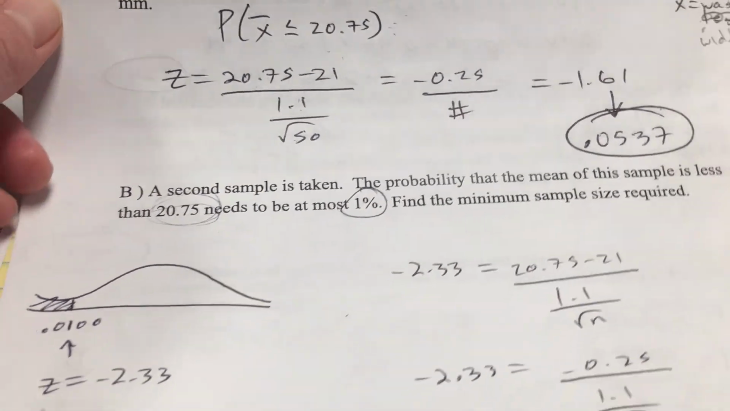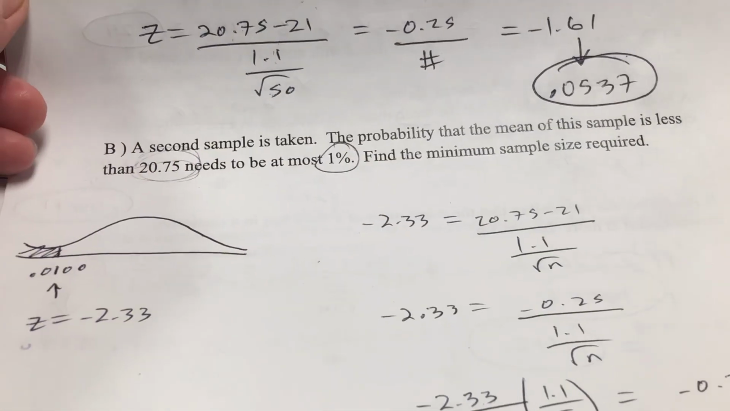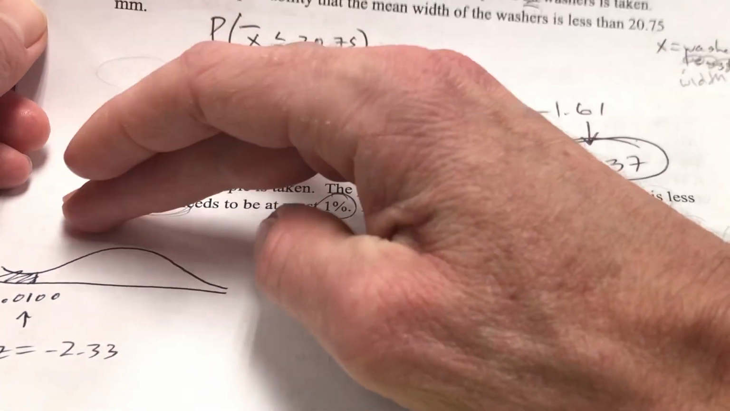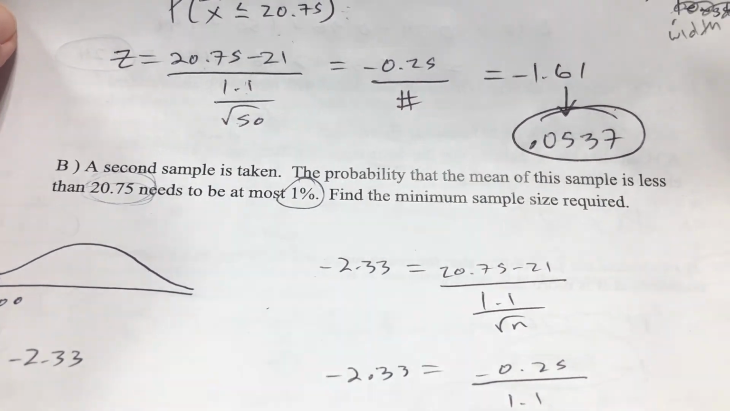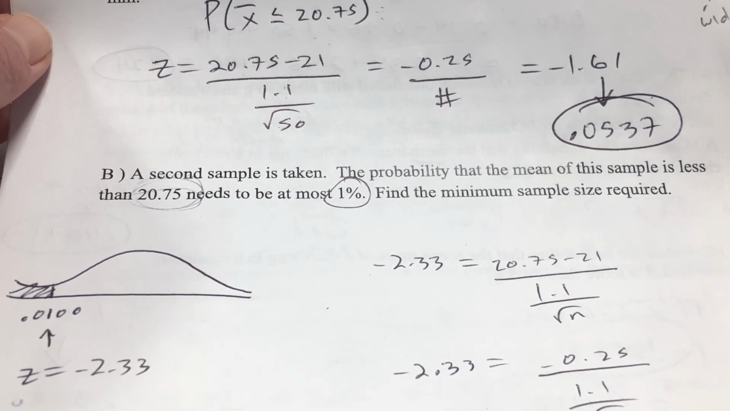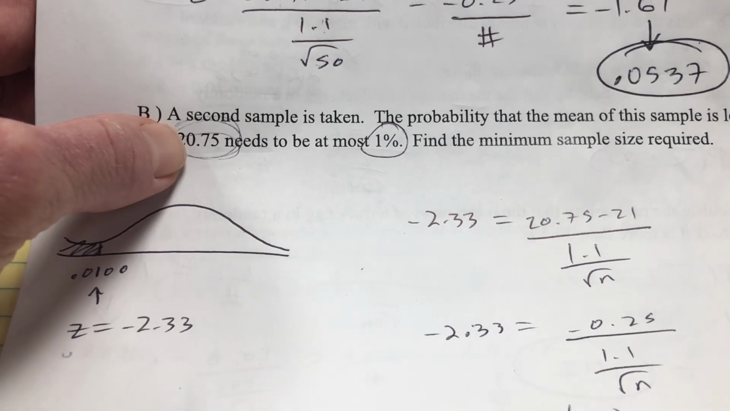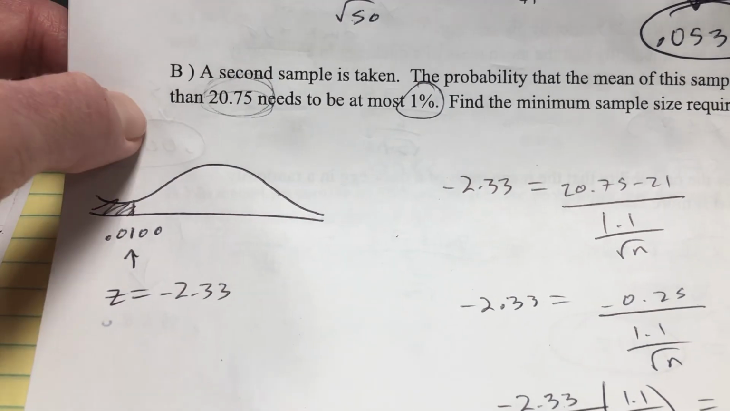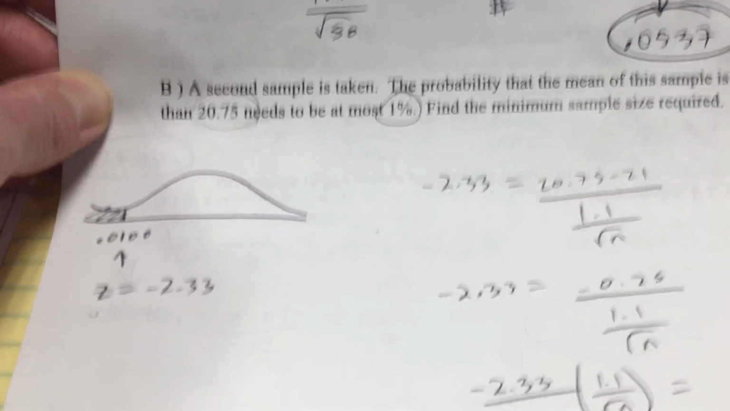A second sample is taken. This one is a little more involved, and we're going to need some space. So before you do this, write small. Put that curve up here. The probability that the mean of this sample is less than that needs to be at most 1%. Okay, so again, this is on the small side. We're finding the sample size. We have yet to do a question like this before, so this is good.